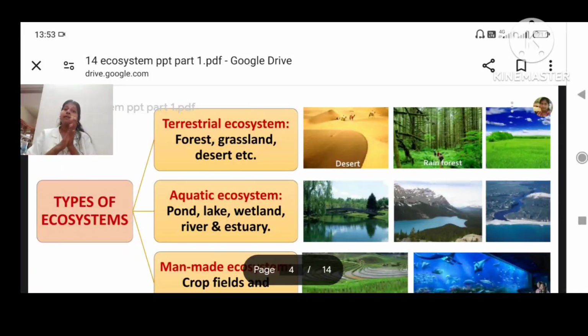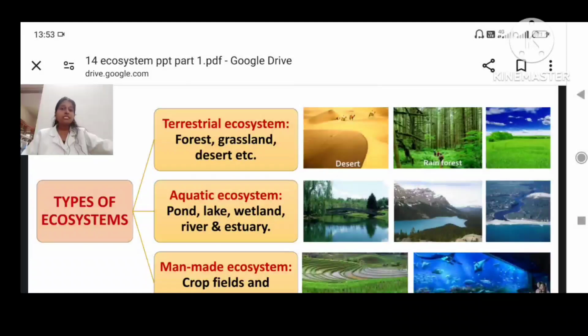So this natural ecosystem, when you see, can be divided into two again. One is terrestrial and another one is aquatic. Terrestrial means what? It is the land. And what do you mean by aquatic? Aquatic means it is the water bodies. So terrestrial ecosystem, as you see in the slide, you can find forest, grassland, desert, semi-arid regions are all examples of what? All examples of terrestrial ecosystem.